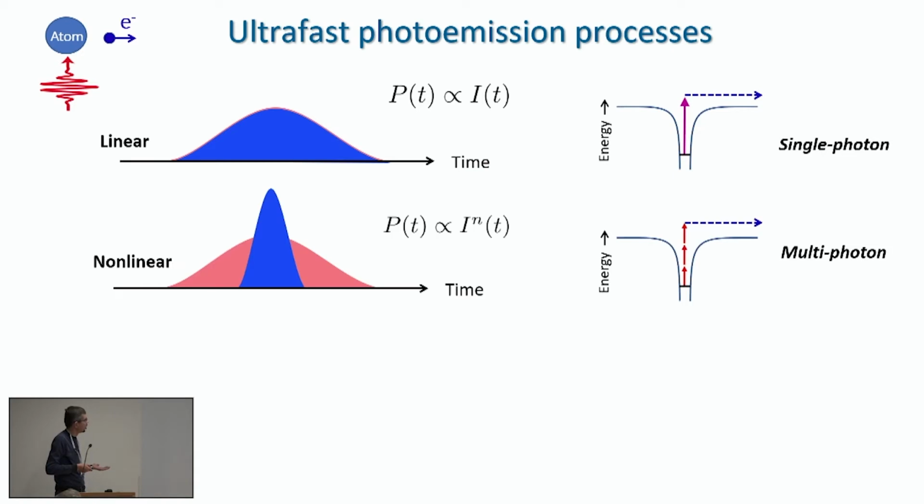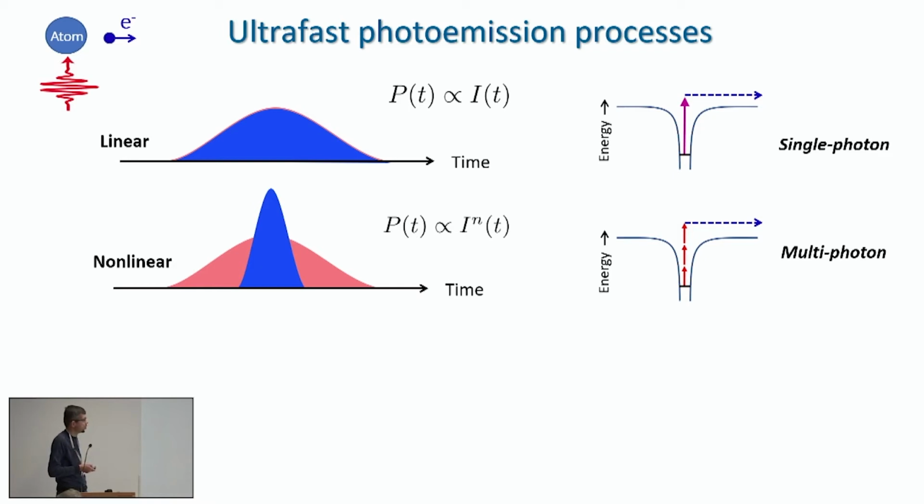Now, we can decrease the photon energy and extremely increase the intensity of our pulse. Then we come into a regime where we talk not about a single photon, but about the absorption of many photons from the light field, a multi-photon photoemission regime. This is a nonlinear effect, and therefore, if you look at the emission process in time, it will be significantly shorter than the pulse duration. So here we already achieve emission durations that are shorter than the duration of the light pulse.